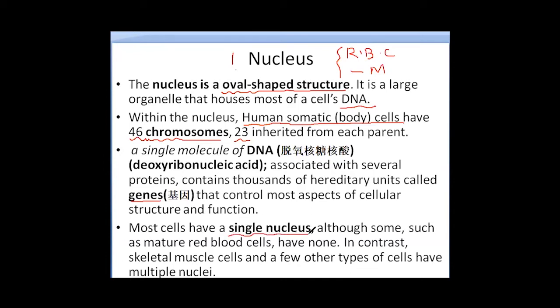So for most cells, there is only one nucleus in each cell. But we have some exceptions, like the red blood cell, which doesn't have one once matured. Remember, if not matured, originally they still have a nucleus. But after they mature, they don't have one. And skeletal muscles have more than one. So that's for the nucleus.